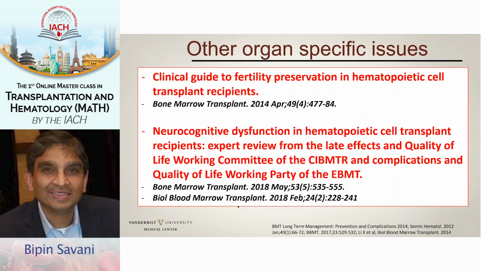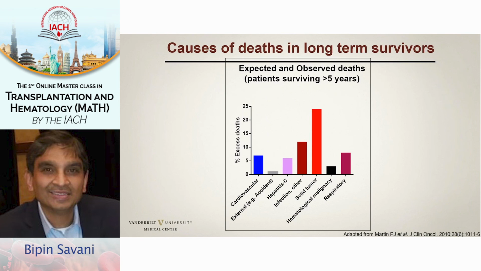And for fertility issues, nice relevant papers are summarized here. Clinical guides to fertility preservation and neurocognitive guidelines are very important articles there. Now, this slide again summarizes the cause of death in long-term survivors.